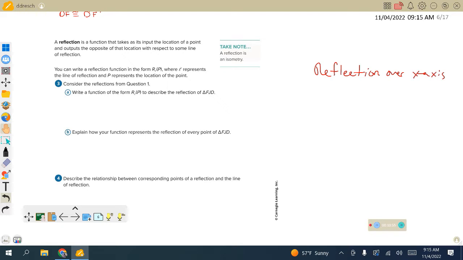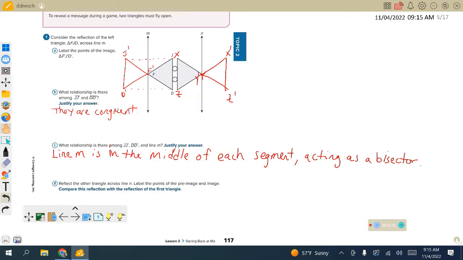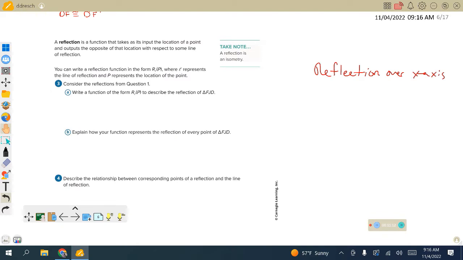So if you see this that they want us to do, describe the reflection of triangle FJD. So when I go back to that triangle JFD here, what line did we reflect it over? We reflected over line M, right? So when I write up the reflection rule here, capital R there, and then we're going to put what you're reflecting. What are we reflecting? Triangle J, or they're using FJD, whatever.